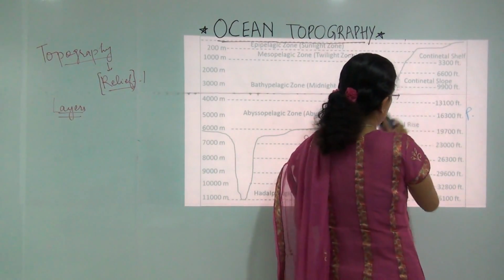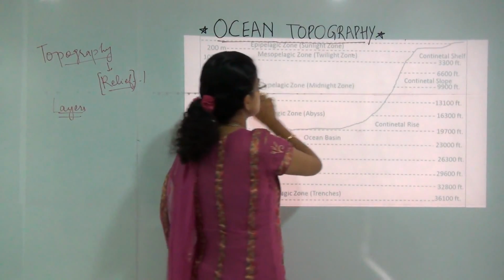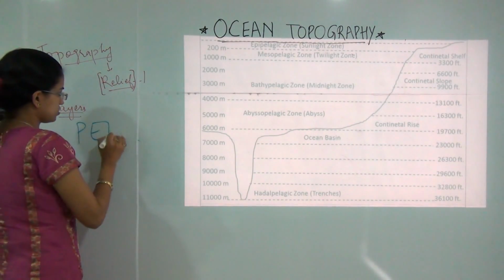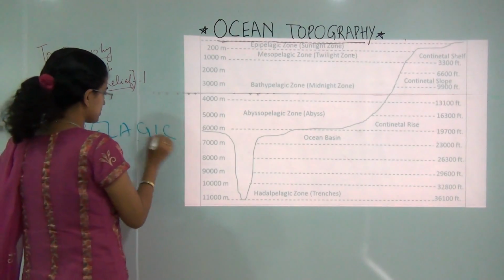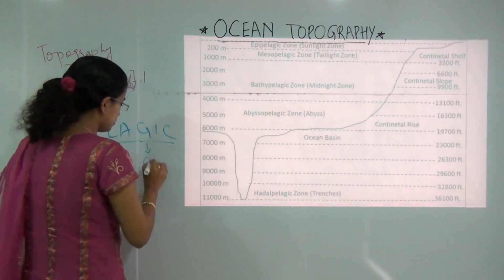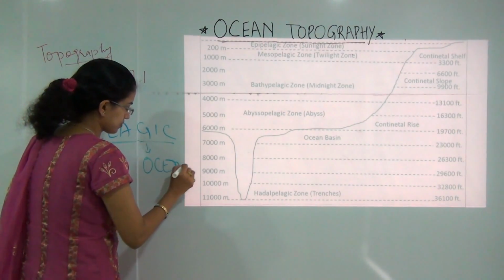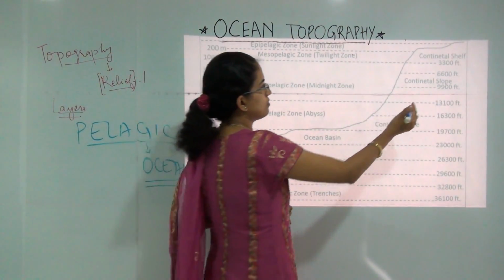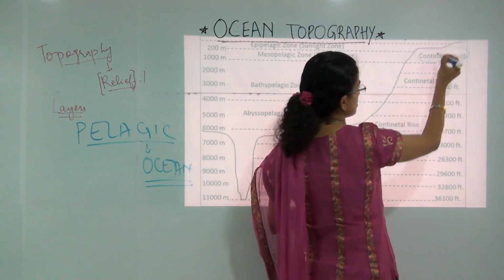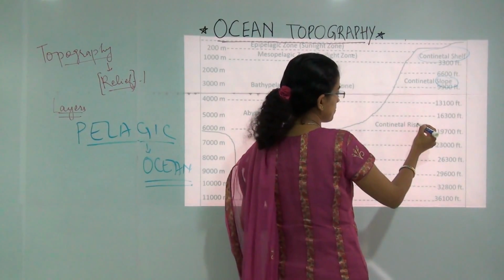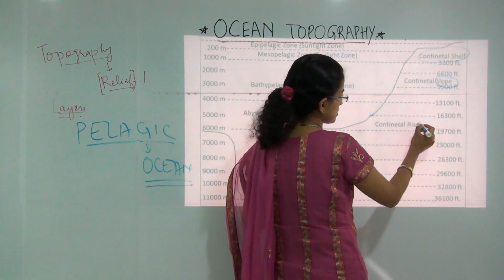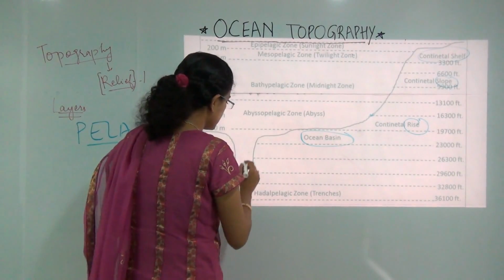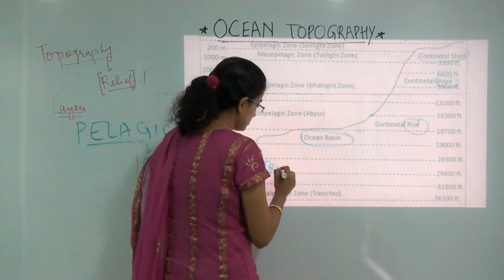Now the word pelagic is used to denote ocean areas. So you have the word pelagic, and that denotes the life in the ocean. Now, you have the continental shelf region, the continental slope. This is a small uprising, so this is the continental rise, the main ocean basin, and finally the trenches.